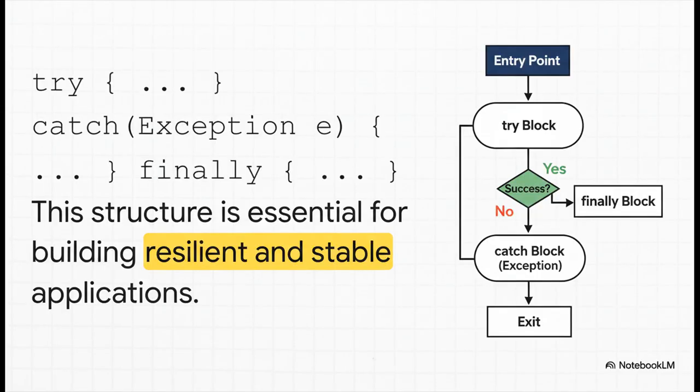You try the piece of code that might fail, you catch a specific exception to handle the error gracefully, and the finally block contains cleanup code that is guaranteed to run no matter what happens. This is absolutely essential for building resilient, production-ready rule applications.